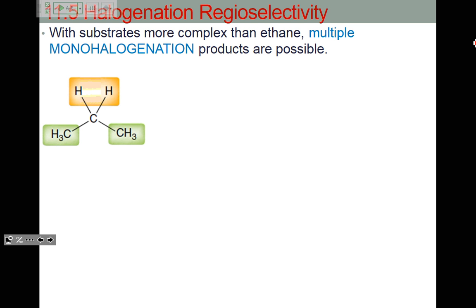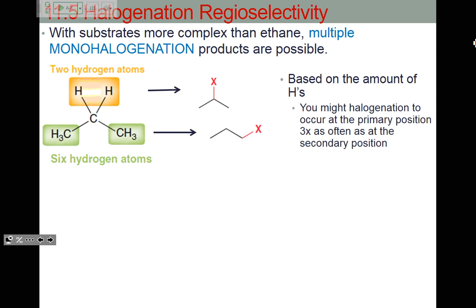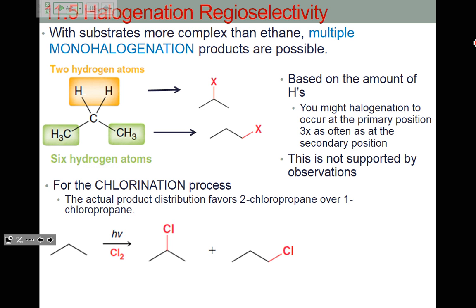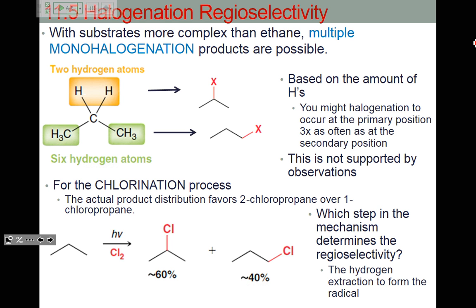So for our regiochemistry, first off, we need a hydrogen on our carbon. We can't form a radical on our carbon if we don't have a hydrogen to extract. So as long as we have a hydrogen, we can get extraction. Just based on statistics, for our different possible products, these are our two possible regiochemistry products for this compound. Statistic-wise, you think we might form the second one more because we have more hydrogen atoms that are available to extract. But what we actually see by observation is that we form this as our major product.